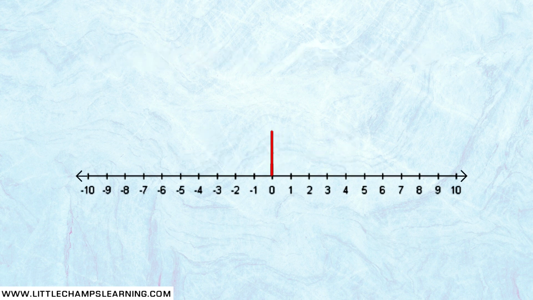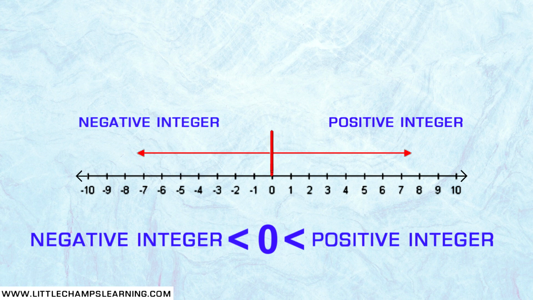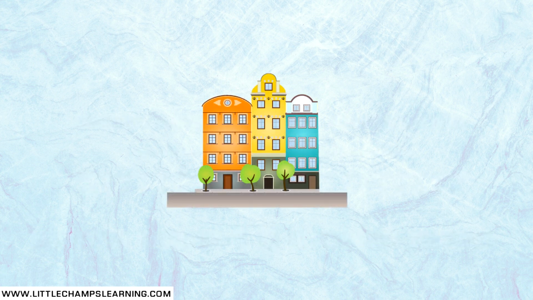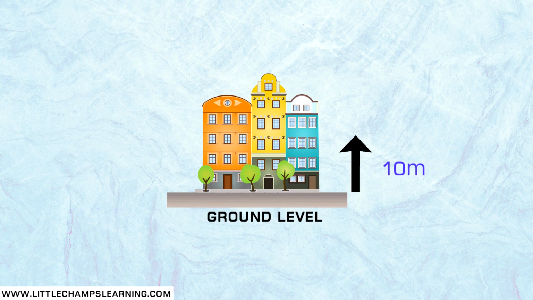Alright, we know that all positive integers are greater than 0 and all negative integers are less than 0. So, let's see some real life examples of integers to understand it in a better way. If you see a building like in this diagram, the building is just above and below the ground level. So if you see, it is 10 meters above the ground level.